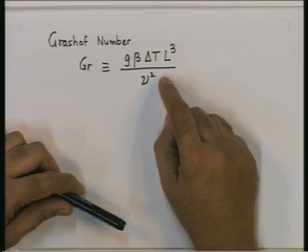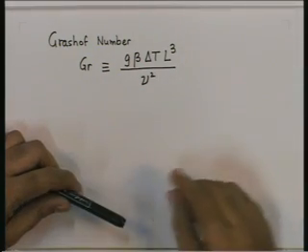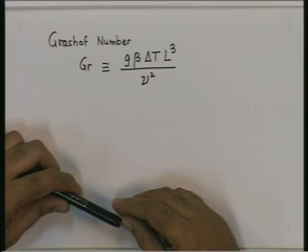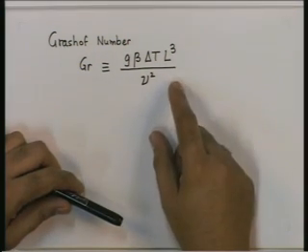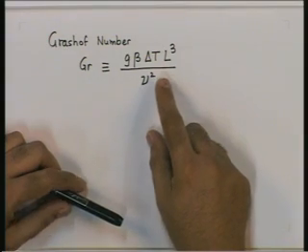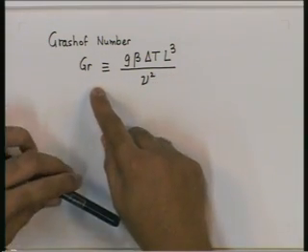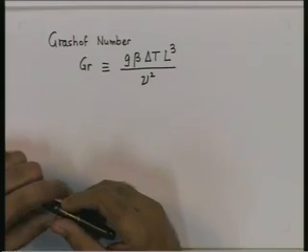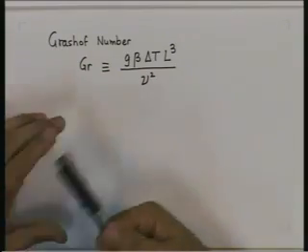If the surface is hotter than the fluid, it will be T wall minus T fluid. If the fluid is hotter than the surface, it will be T fluid minus T surface. So the Grashof number is always expressed as a positive number.